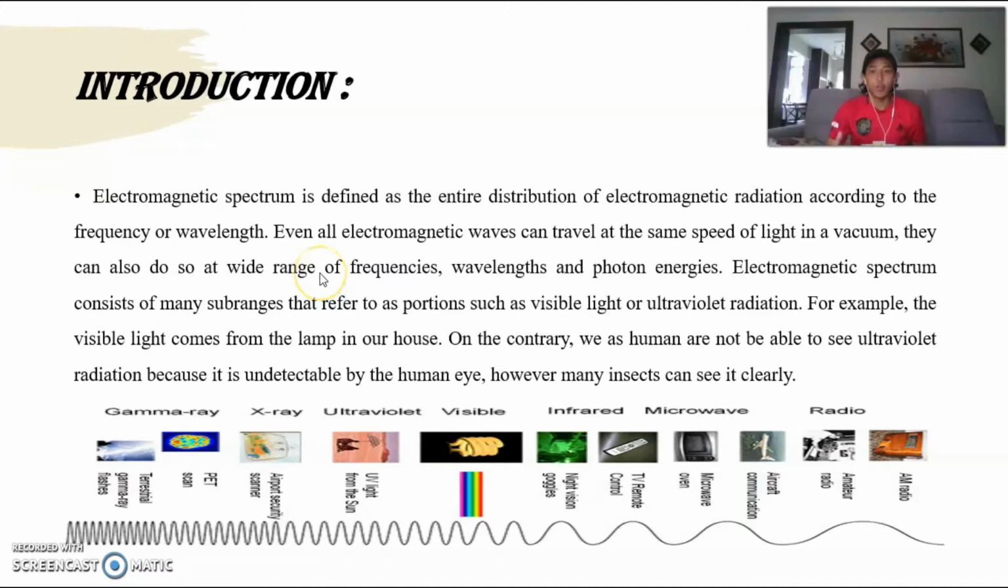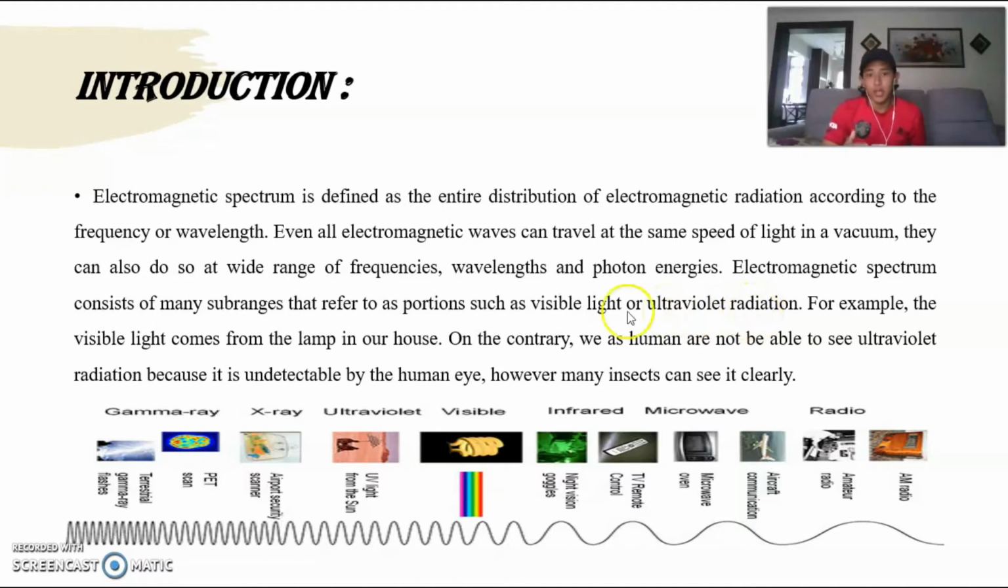For the introduction, what is the electromagnetic spectrum? The electromagnetic spectrum is defined as the entire distribution of electromagnetic radiation according to frequency or wavelength. All electromagnetic waves travel at the same speed of light in vacuum. They can also do so at a wide range of frequencies, wavelengths, and photon energies. And it also consists of many subranges, referred to as portions, such as visible light or ultraviolet radiation.